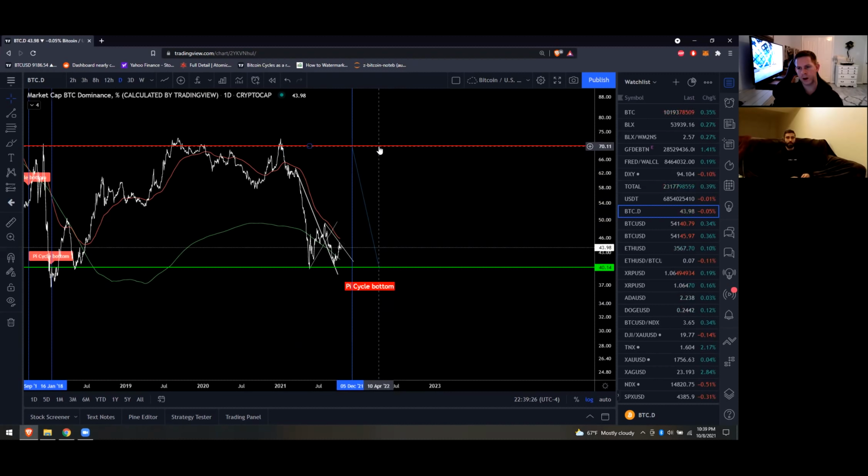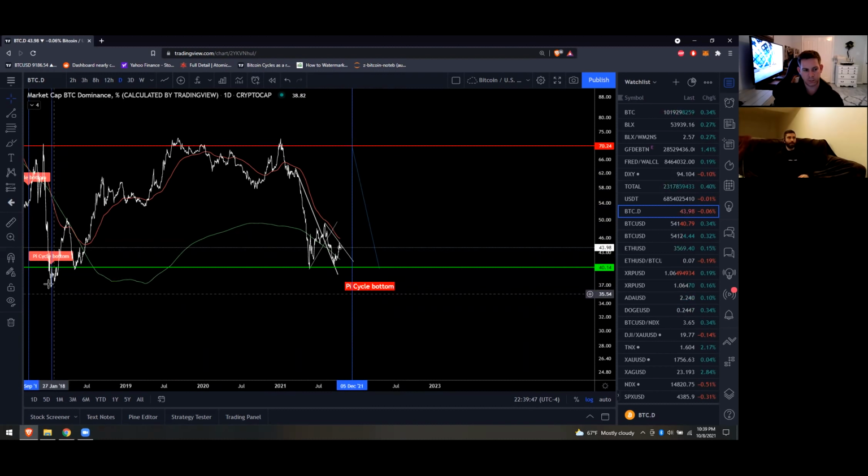Well, you know, alt season 2 should, in theory, happen as Bitcoin rolls over at the very tip top. That's when the alts go parabolic. So in theory you're looking at a third bottom, a third touch, maybe a W pattern almost on this chart.